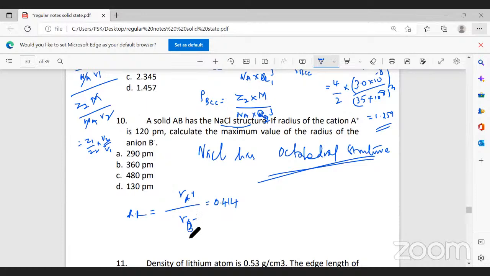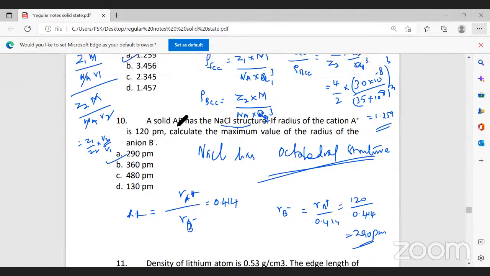So what will be the radius of the anion now? Radius of the anion will be equal to radius of the cation by 0.414. The radius of the cation they have given us is 120 picometers, divided by 0.414. You will get this value to be 290 picometers. It's option A.